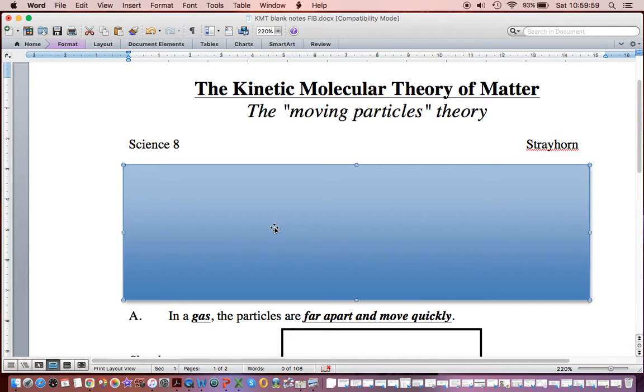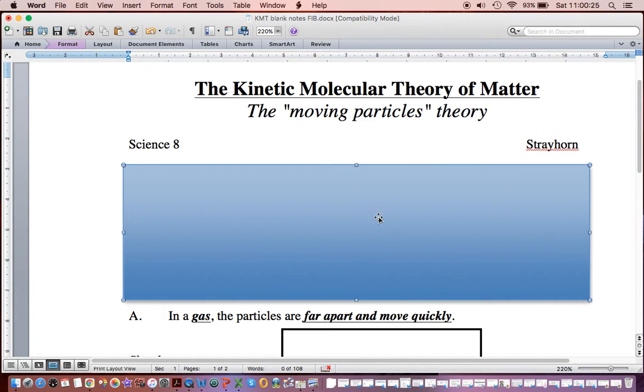Good day. We are looking at the KMT Notes, Kinetic Molecular Theory of Matter. Well, kinetic means motion or moving. Molecular means tiny particles, so it's the moving particles theory of matter. It is believed to be one of the most important theories in terms of physics and chemistry. It explains so much of what's going on with materials in the world around us.